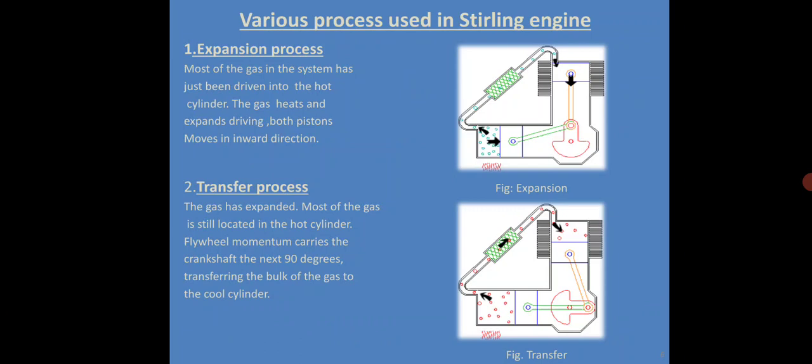Various processes used in Stirling engine. Expansion process. Most of the gas in the system has just been driven into the hot cylinder. The gas heats and expands, driving both pistons in inward direction. Transfer process. The gas has expanded. Most of the gas is still located in the hot cylinder. Flywheel movement carries the crankshaft the next 90 degrees, transferring the bulk of the gas to the cool cylinder.